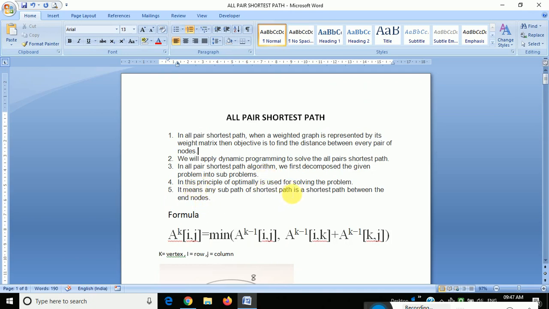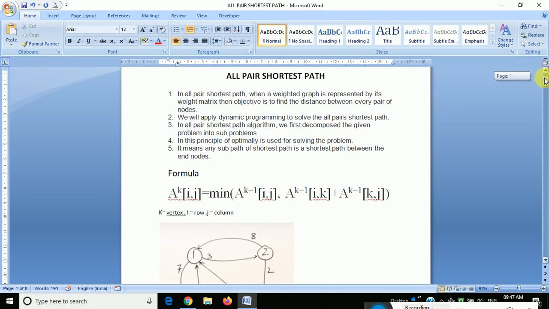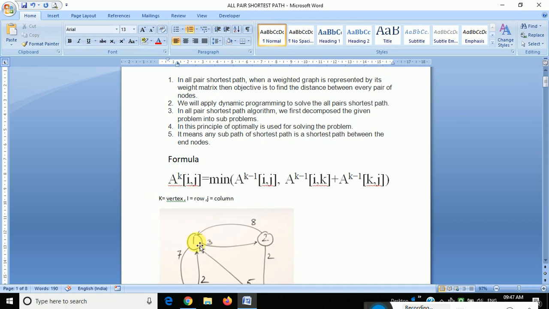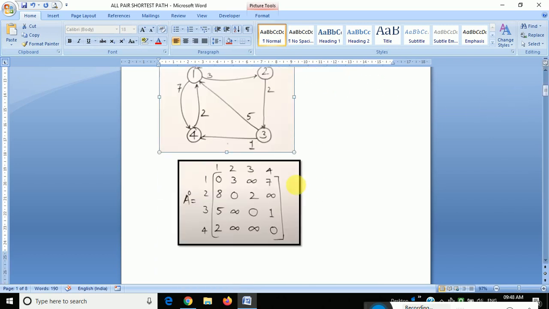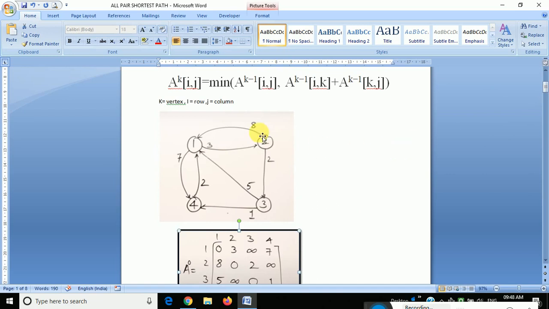In this, we solve the problem using the principle of optimality. Subpath means what? To find the shortest path from one source to a destination, we have to break the problem into sub problems, and then join them. It means the subpath of the shortest path is the shortest path between the end nodes. The meaning of this is we have to find it stepwise, with the previous sum we have to solve the further sum like this. I'll just tell you how to do that.